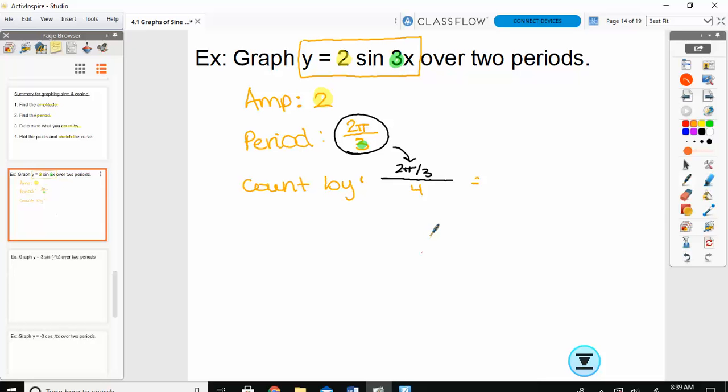I do not want decimals, but you can use a calculator if you get hung up on that. Just don't put in the pi. So you would do 2/3 divided by 4. Put that in fraction form. And what does that give you? Pi over 6.